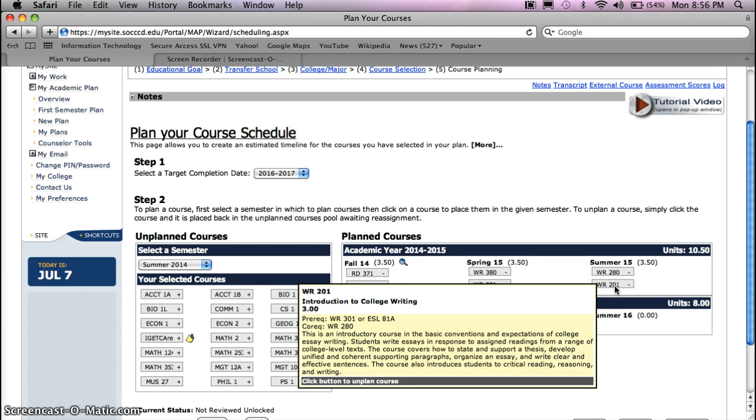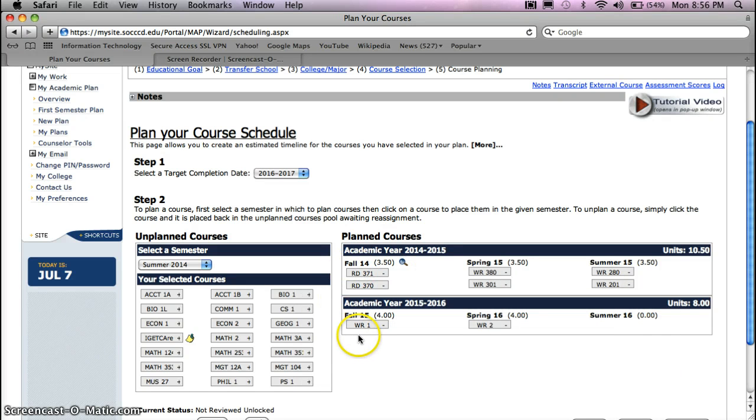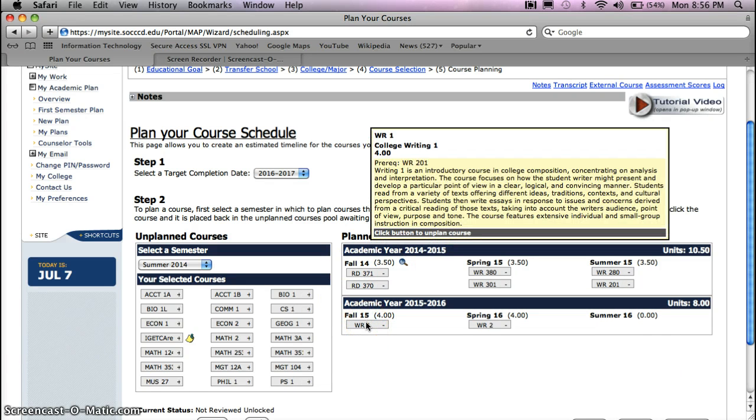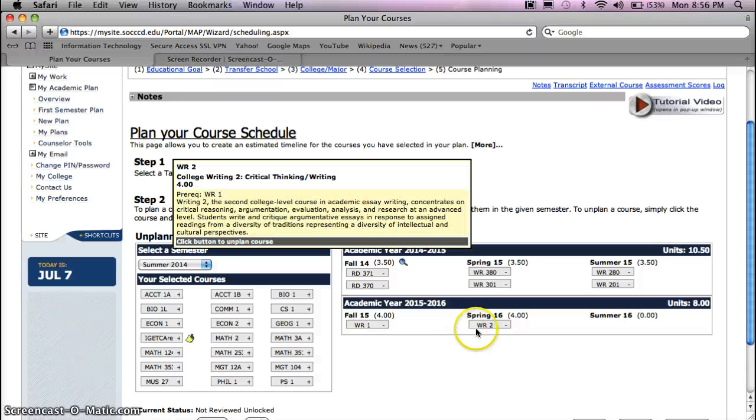The following term was in the summer. I took writing 201/280. I saw my prereq, so it was either 301 or ESL 81A. Fall, finally got to my courses that count for transfer, writing 1. You see the prereq as was described there was writing 201. And then writing 2, of course, the prereq for that was writing 1.